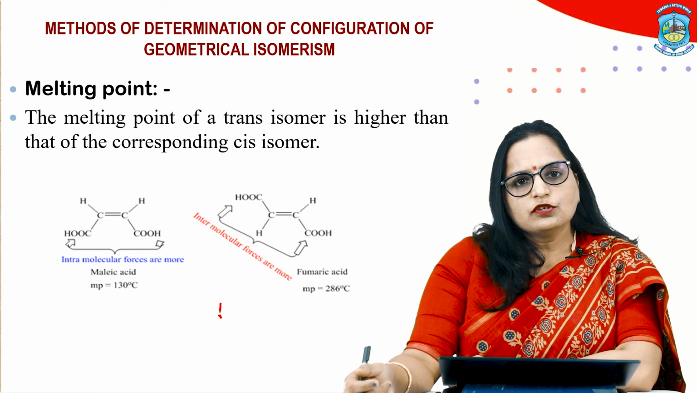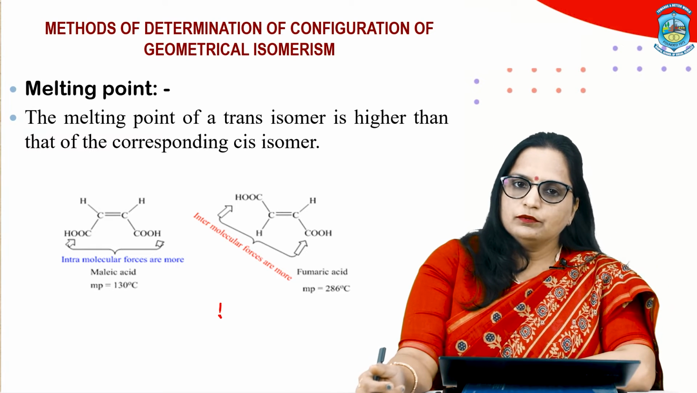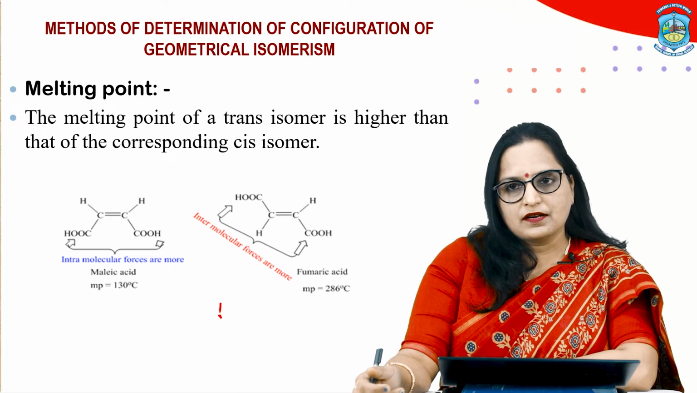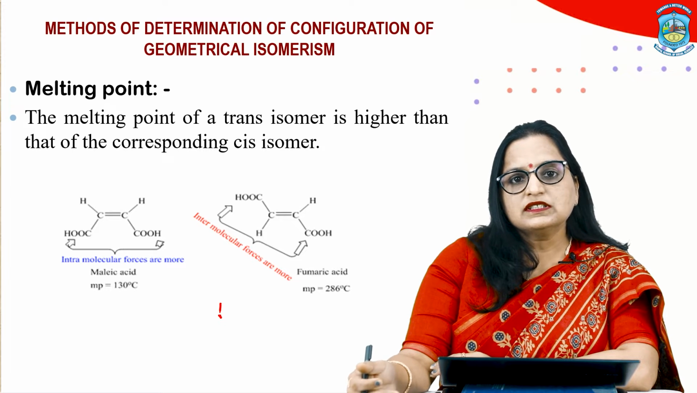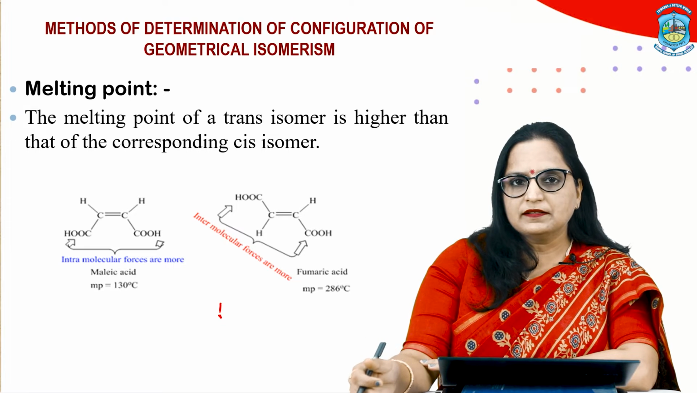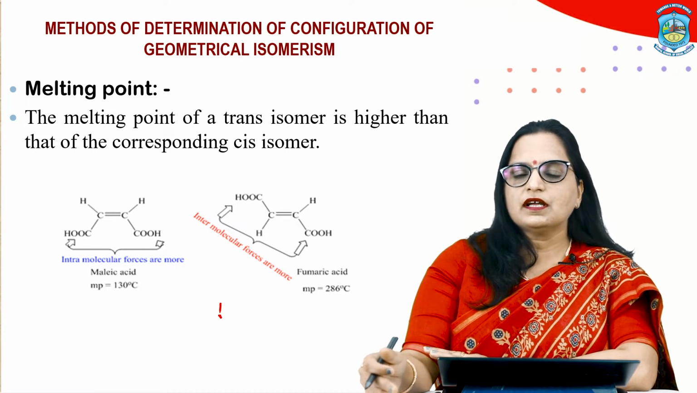Methods of determination of configuration of geometrical isomers. If I give you two unknown compounds and ask you to categorize them as cis and trans, you have to undergo some tests, or you need to know some methods through which you can categorize an unknown compound into cis and trans.